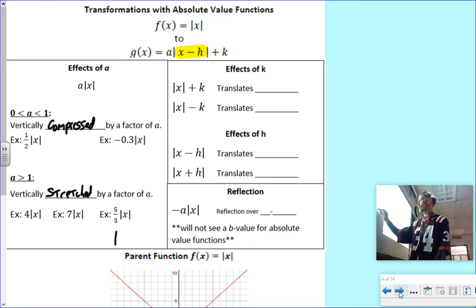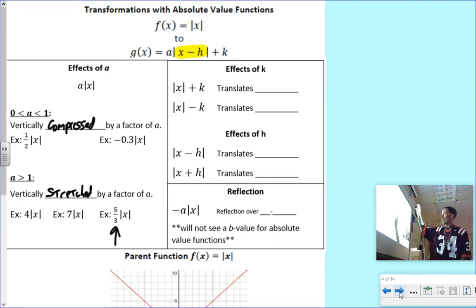Now, this is the one where a lot of students get careless: if you see an A that's a fraction, you think, oh, it's a fraction, it must be a vertical compression. No, remember, if the fraction is greater than 1, it is a stretch. So that's still going to be a stretch of 5/3.